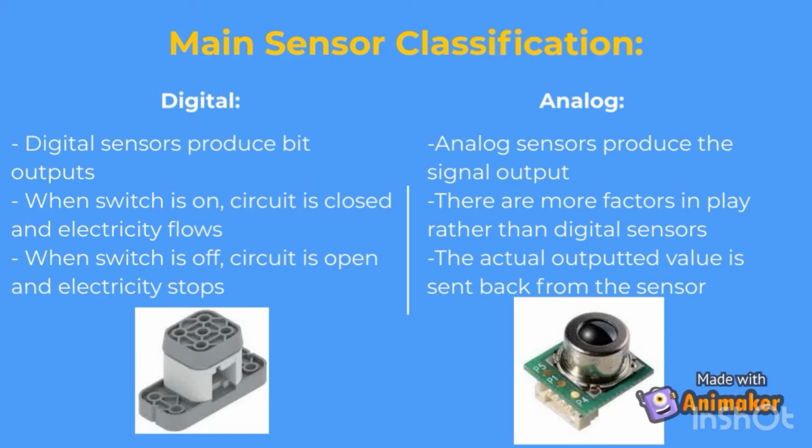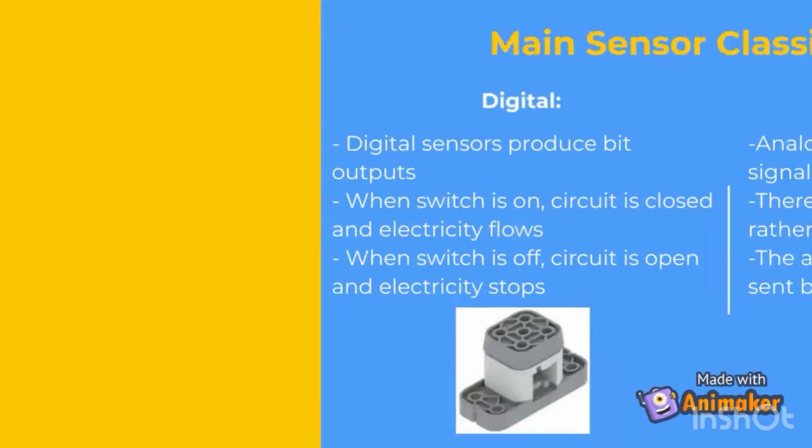Analog sensors produce the signal output, so there are more factors in play than with digital sensors, and the actual outputted value is sent back from the sensor. So they can return a value such as Fahrenheit or Celsius, and they'll return the specific value. So a digital sensor will send back a value like 0 or 1, whereas an analog sensor will send back a value like 74, or maybe like 33, or anything along the lines of that.